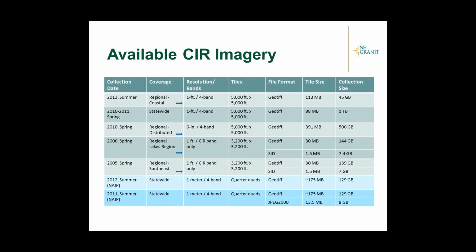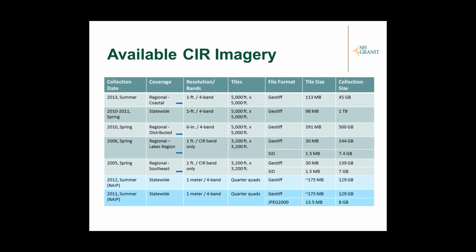What I've done is just put together a table that lists at least the relatively current imagery we have, or specifically color infrared imagery that we have for all or part of New Hampshire. So there's a fair amount of information here, but I think what's going to be probably of most interest to the listeners is the collection date, which is listed in the left-hand column.